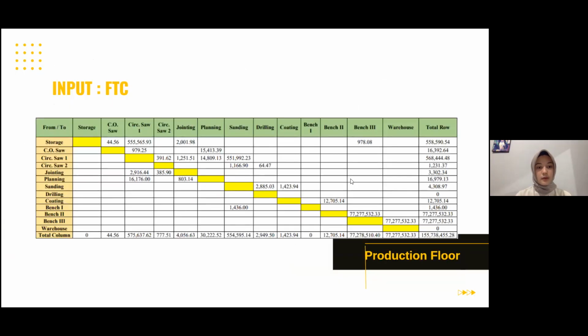And this is the from-to chart. The from-to chart will be used as the information needed to develop the production floor layout with CRAFT.